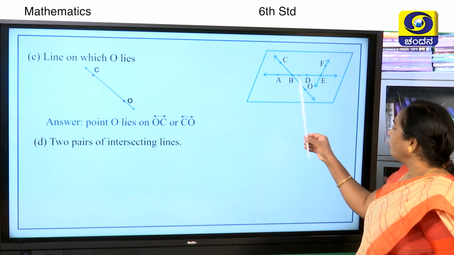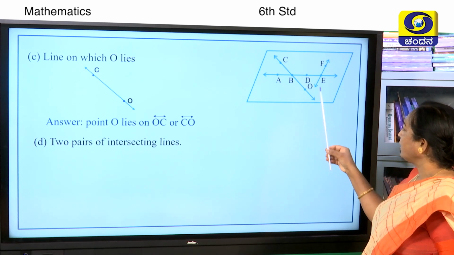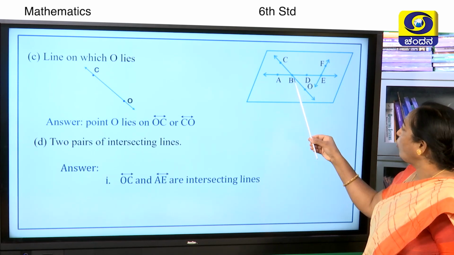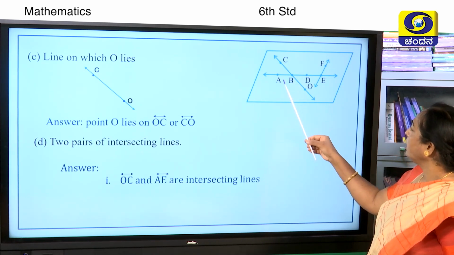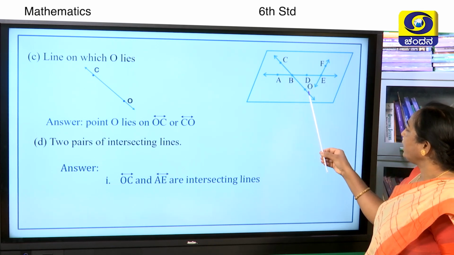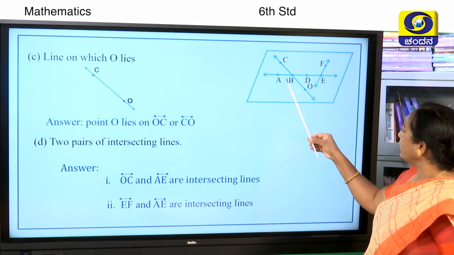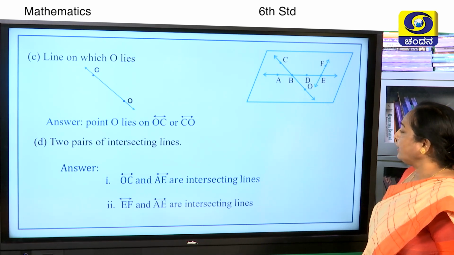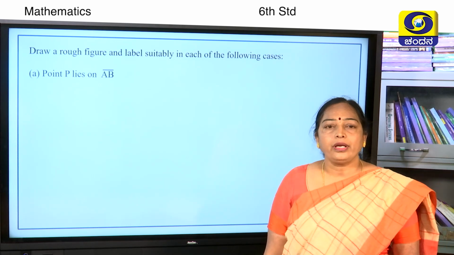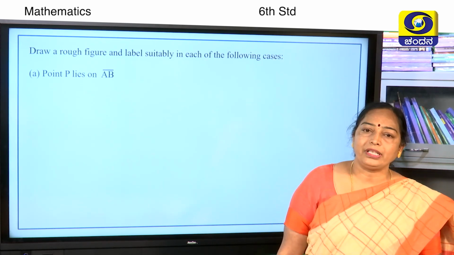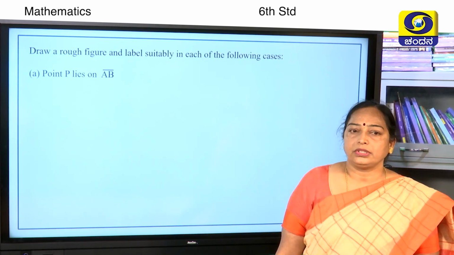Here, there are two pairs of intersecting lines. OC and AE intersect at B. EF intersects AE at E. Children, draw a rough figure and label suitably in each of the following cases. Children, try to draw in your notebook.